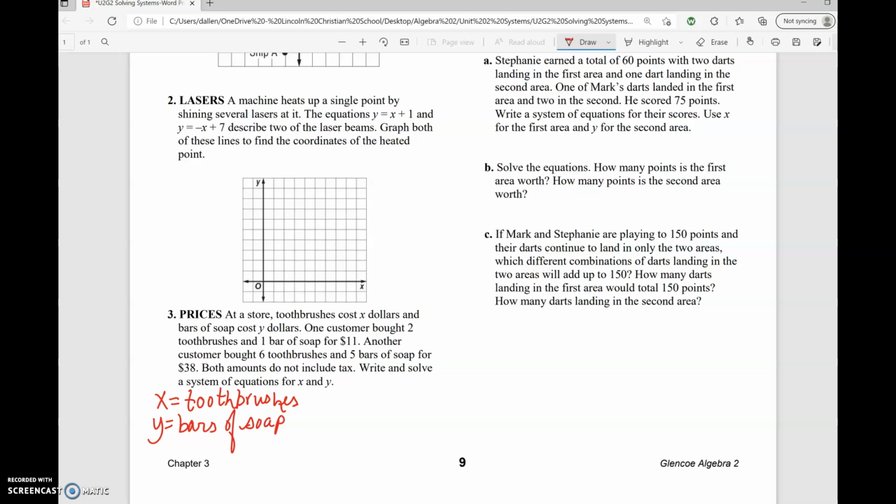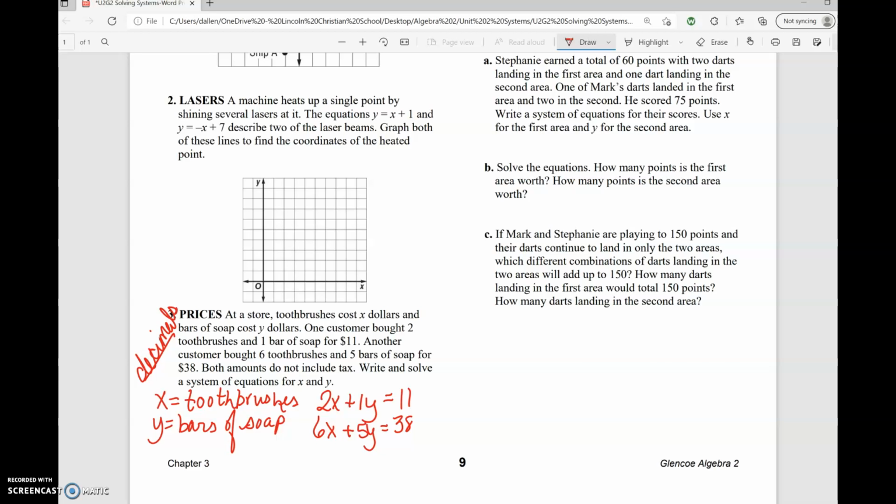So one customer bought 2 toothbrushes, so 2 X's, and 1 Y, or 1 bar of soap, which is Y, and she paid $11. Another customer bought 6 toothbrushes, so 6 X's, and 5 bars of soap, or 5 Y, and they paid $38. So then you're going to solve these to figure out what is the cost of my toothbrushes, which would be X, and what is the cost of my bar of soap, and you're going to get decimals because we're talking prices, and prices are decimals.